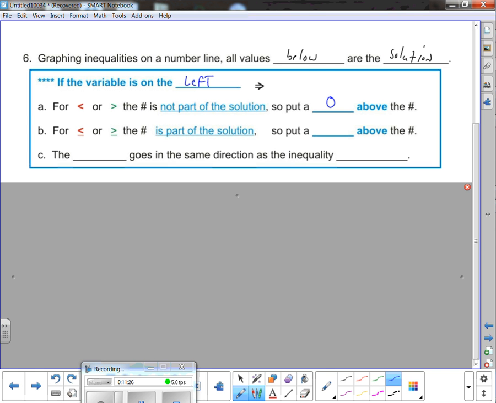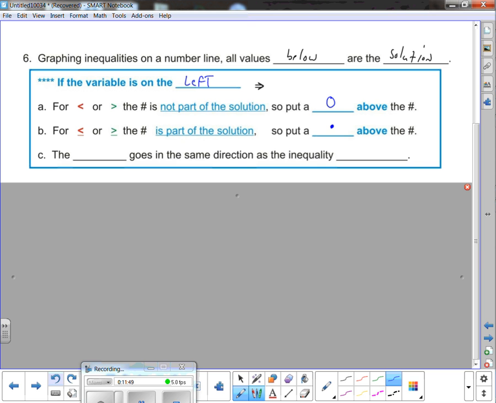However, if you have the equal to part, and that's B, then you put a dot above the number. The colored in dot, it's really that circle colored in, signifies that the number is part of the solution because that's the equal to part.